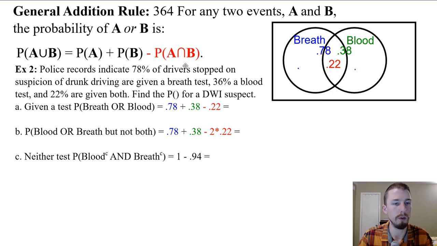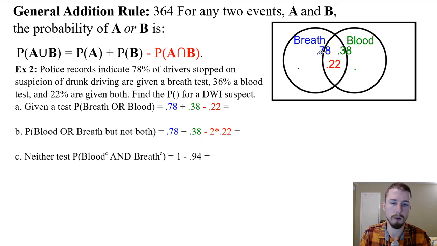All right, let's see. So example 2. Records indicate 78% of drivers stopped on suspicion of drunk driving are given a breath test, 36% a blood test, and 22% are given both. Find the probability for a DWI suspect, given a test, that they were given a breath or blood test. So breath or blood, we'd add them together, but then again, we have to subtract the overlap because you could have been given both.